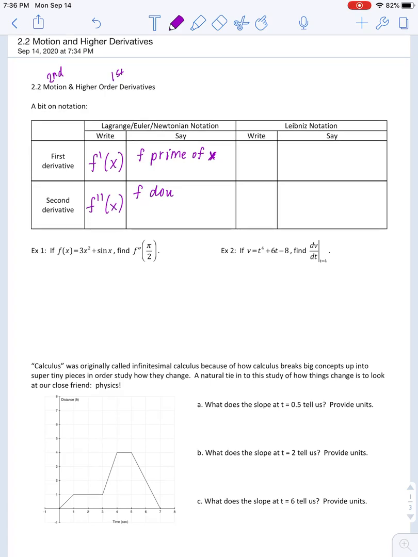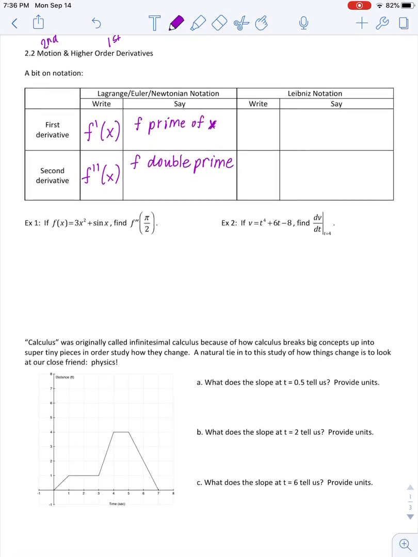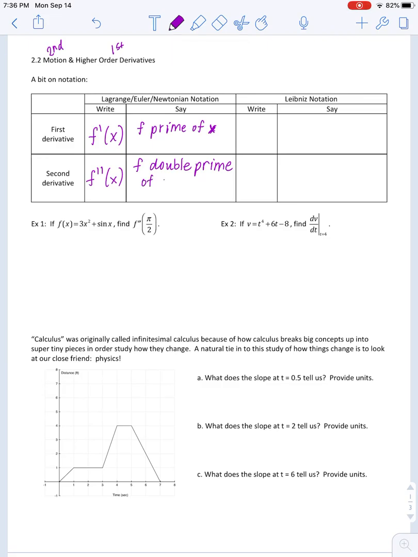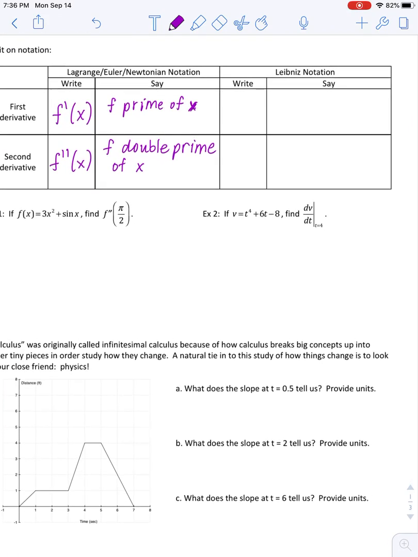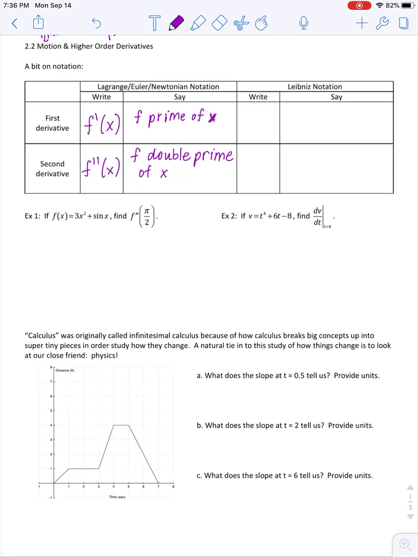Oh, hey now, back it up. F double prime means the second derivative, right? That means to just take the derivative of the first one, so you're just taking the derivative again. But we always say f double prime. What all the naughty students say is f prime prime, and that ain't right. So try to practice saying f double prime out loud to yourself now.